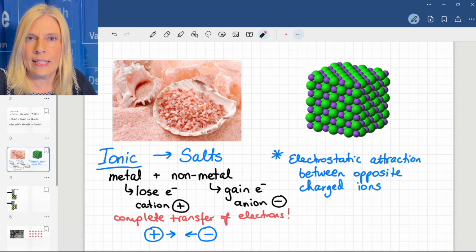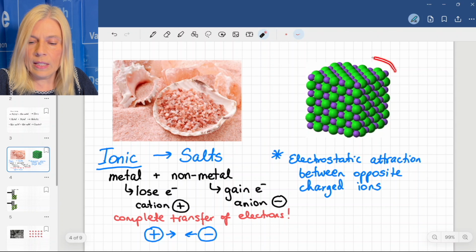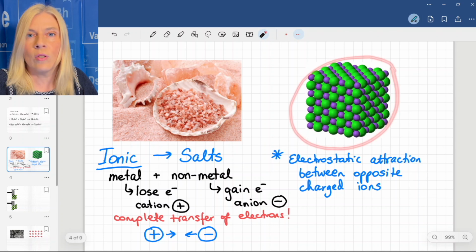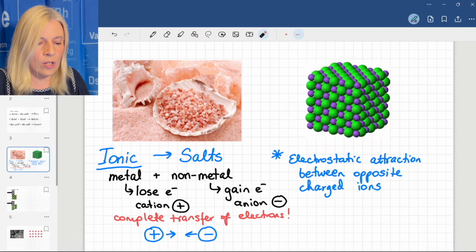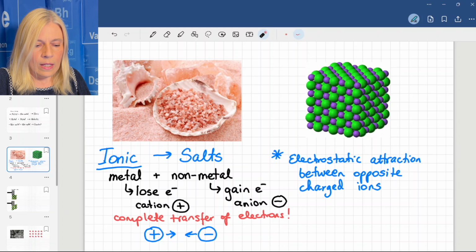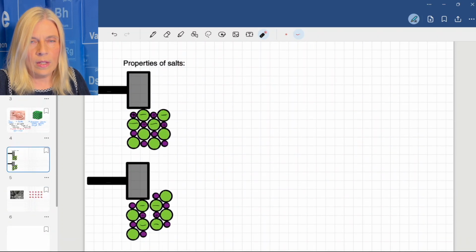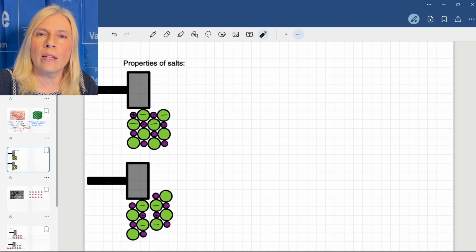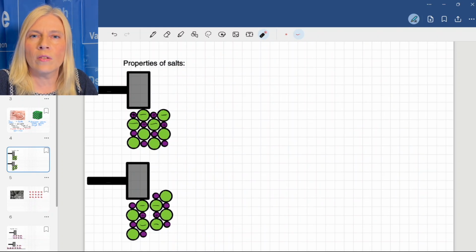I use this as an example. But you will never see one little building block on its own. You will see these beautiful lattices, big crystals. So let's talk about some properties of ionic compounds, of salts. Because you have this opposite attraction between oppositely charged ions, this attraction is very strong. So it's very hard to break them.